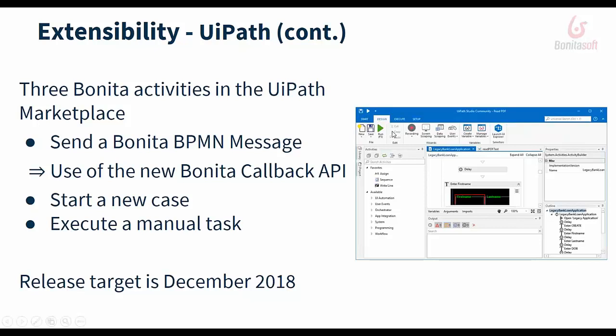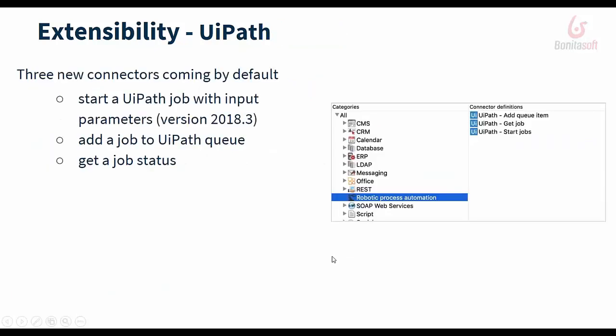We'll be able to make this REST API call to send the BPMN message at the end of a job or something, to make sure that the process will have the information as needed. We can start a new case and execute a human task. In terms of release, it should be before the end of the year. And this will be compatible with the version, if I come back here, the version 2018.3.